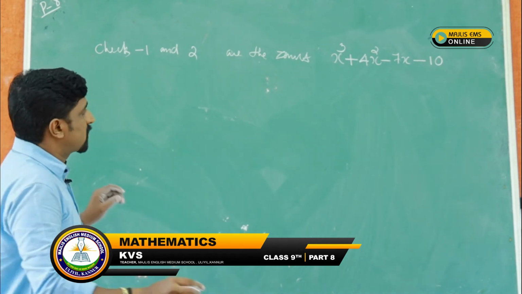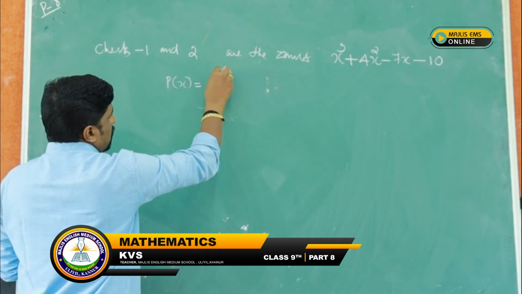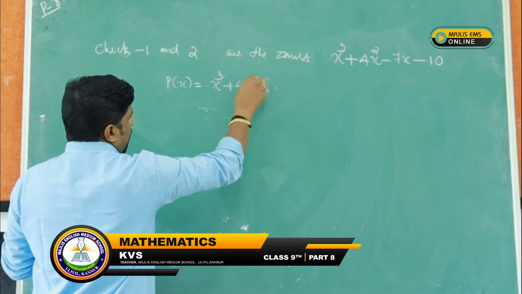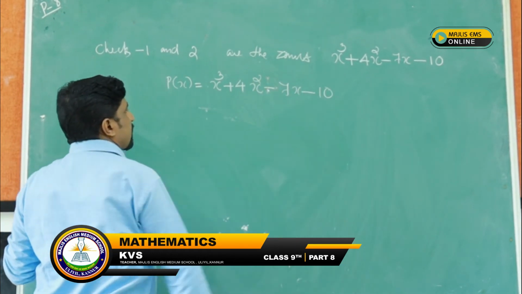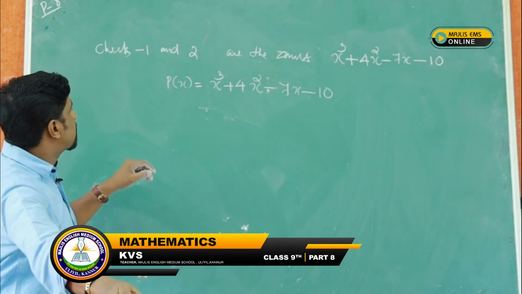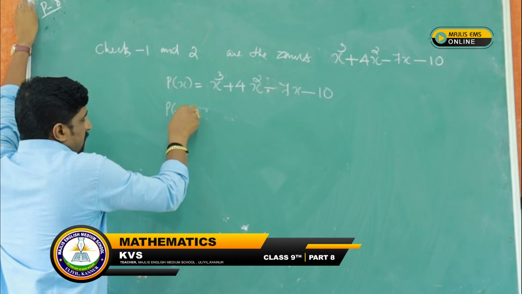First we can write p of x equal to the given. P of x is equal to x cube plus 4x square minus 7x minus 10. This is p of x. First we need to check that minus 1, so we can write p of minus 1.